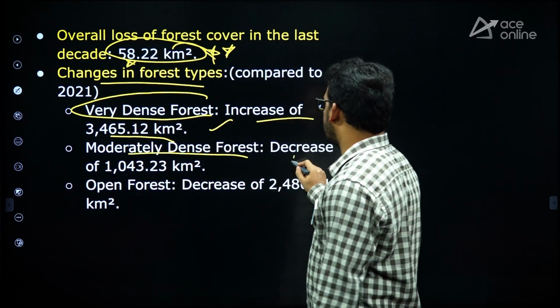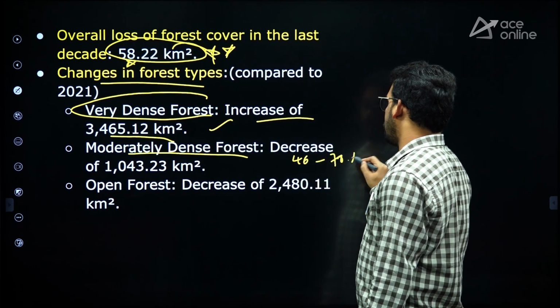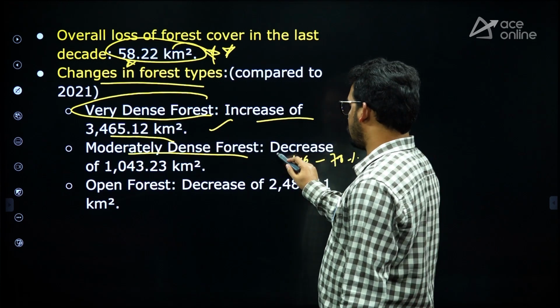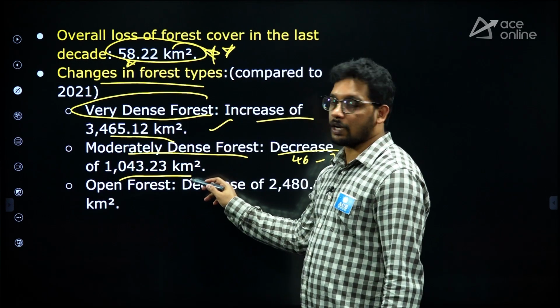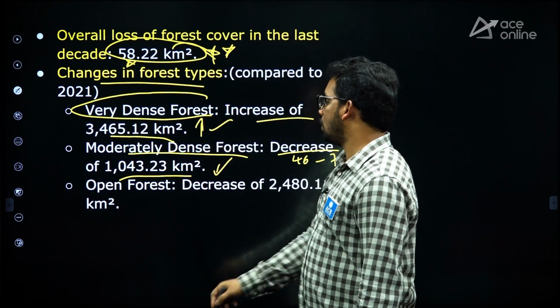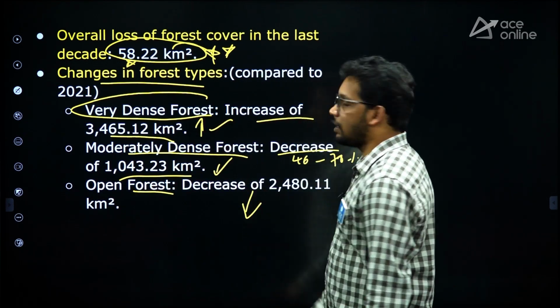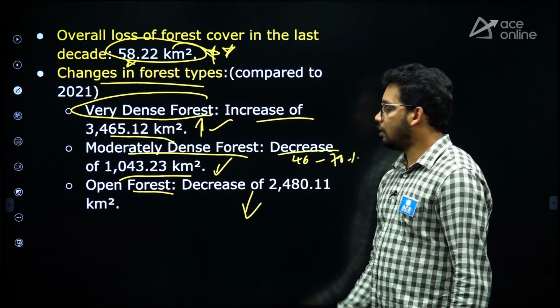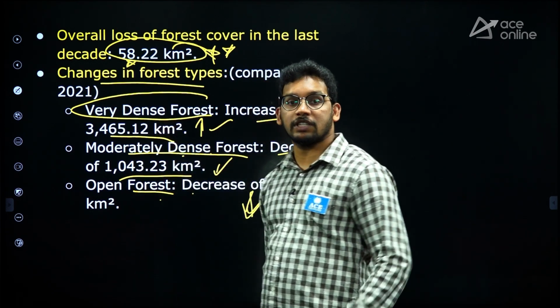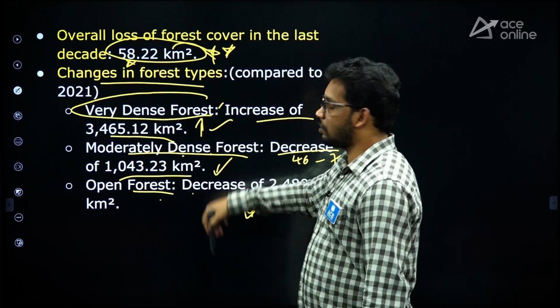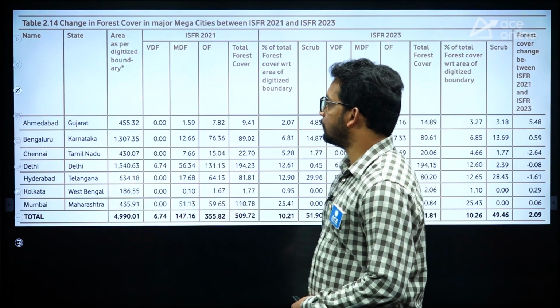Moderately dense forest, that is 40 to 70% canopy occupied. We have seen the definition. This has decreased by 1043 square kilometers. There is a decrease, there is an increase, and open forest has also decreased, by 2480 square kilometers. So this too has decreased, but very dense forest has increased. So that is a positive, and these two are negative signs.